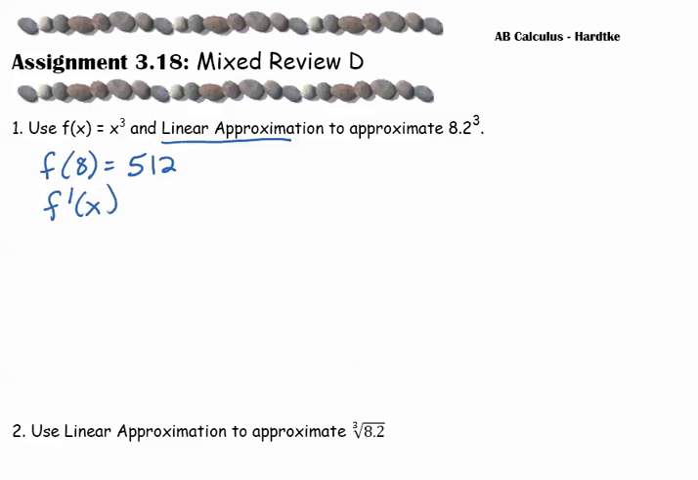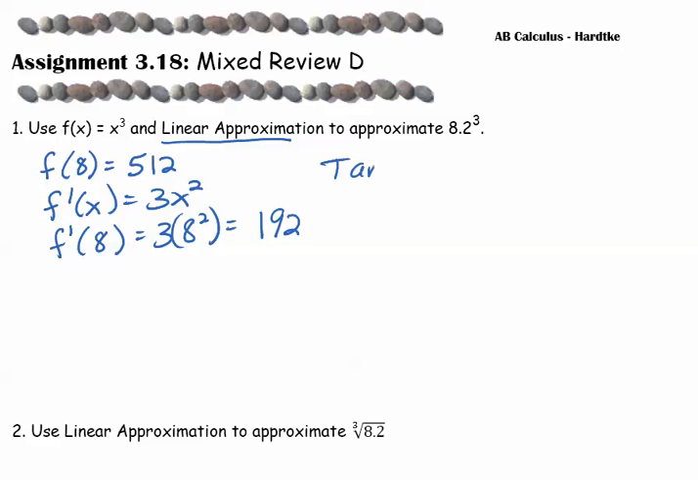And then f prime of x would be 3x squared. So our slope at 8 would be 3 times 8 squared. So 3 times 64 looks like 192. So our tangent line has the equation y minus 512 is equal to our slope, 192, times x minus 8.